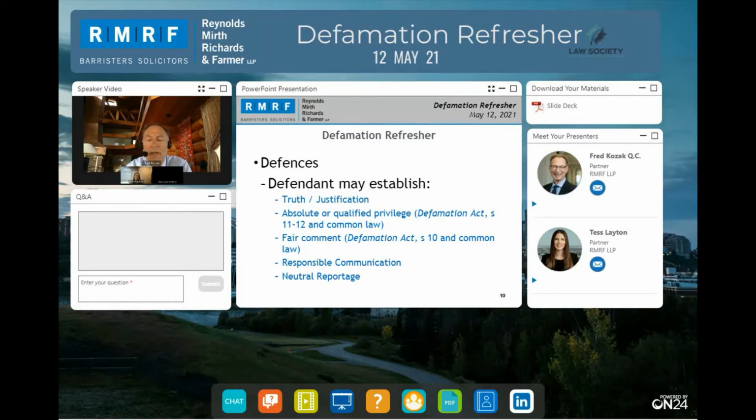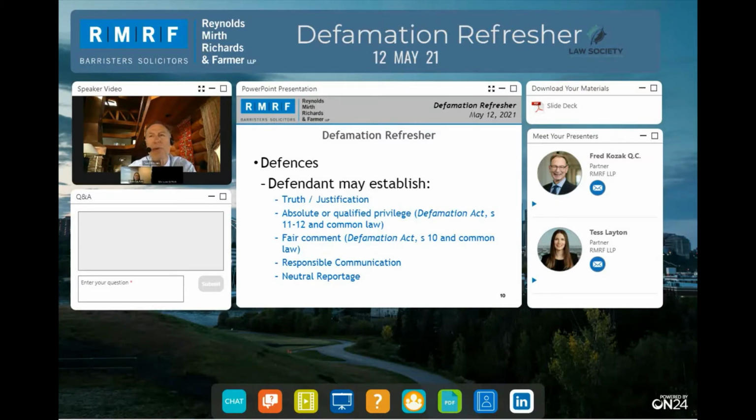I'm going to quickly go through the defenses. So again, remembering our framework, if a plaintiff proves that a defamatory statement has been made about her and it's been published and she's been identified, proves those things on a balance of probabilities, it's then up to the defendant to establish on a balance of probabilities one of the defenses. The first of which is truth or justification.